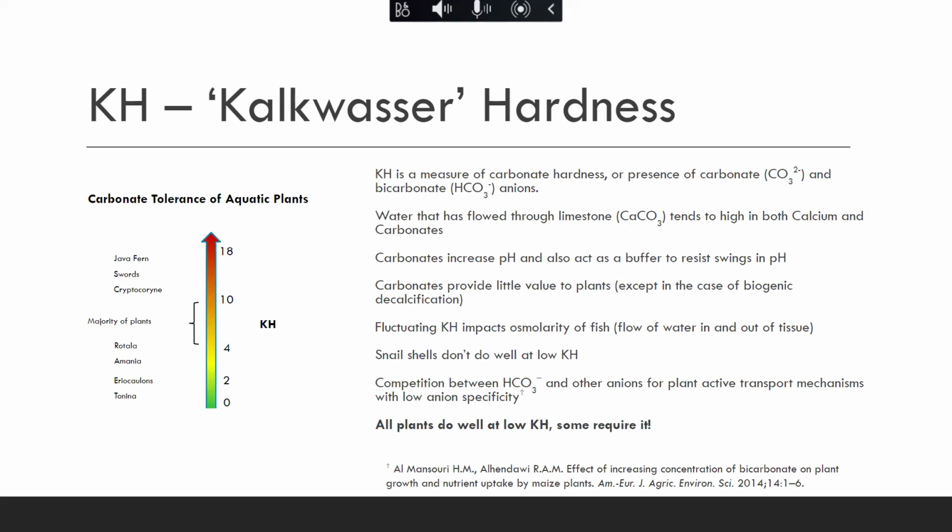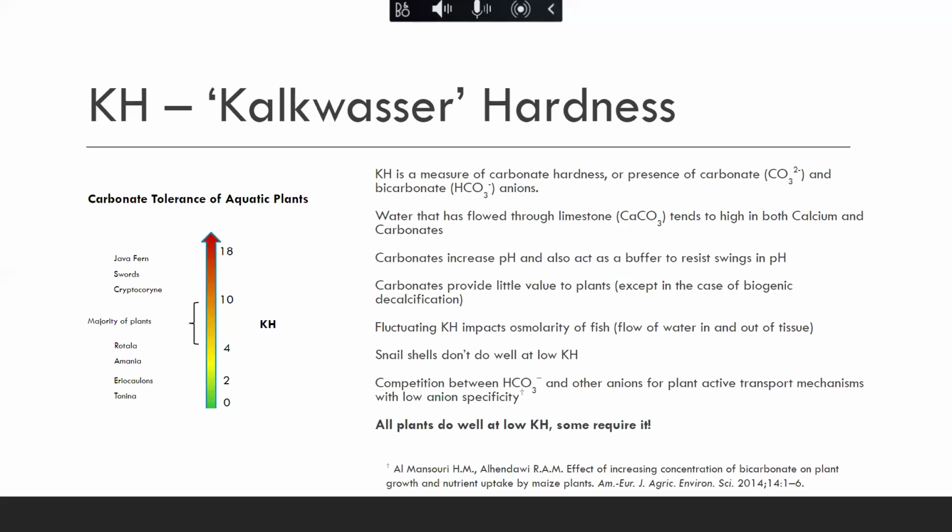And that's why it might be a little bit controversial for me to have 0 KH in my tanks, because presumably I shouldn't have a buffer, and any tiny bit of acid or any tiny bit of base that you add to the tank could cause a drastic swing in the pH if there's no buffer. But carbonates provide little value to plants, except in the case of biogenic decalcification, which I'll get into in a later slide.